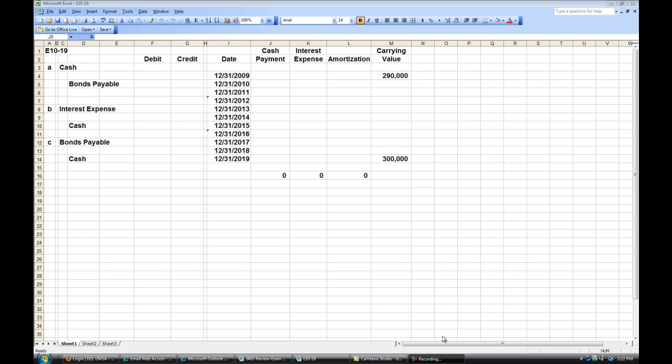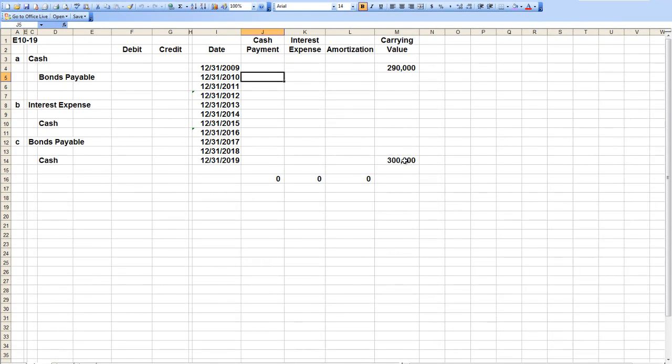In fact, the market rate must have been higher, so the only way we could entice people to buy our 8% bonds when other companies' bonds were paying a little bit more than that was to knock the price down. Now, here's the thing. At the end of 10 years, we're going to have to make a $300,000 payment. So this carrying value has to gradually move from $290,000 up to $300,000 over the life of the bonds.